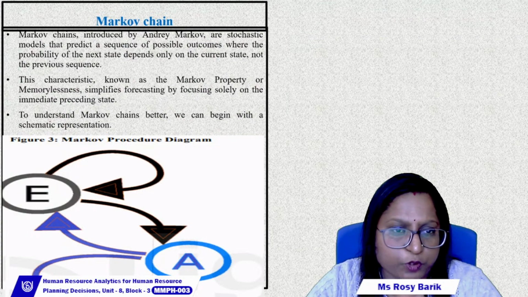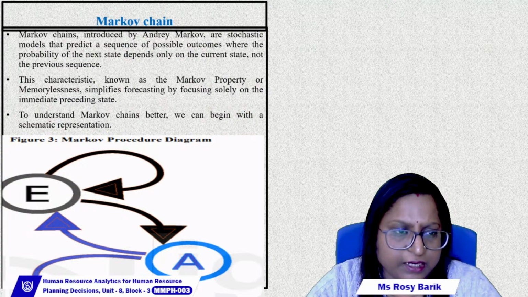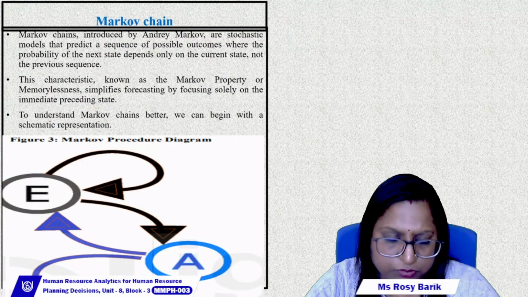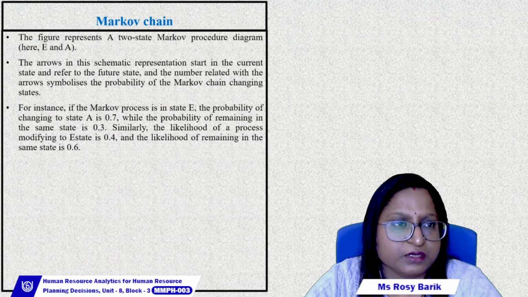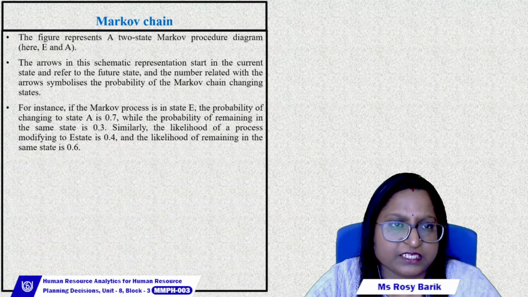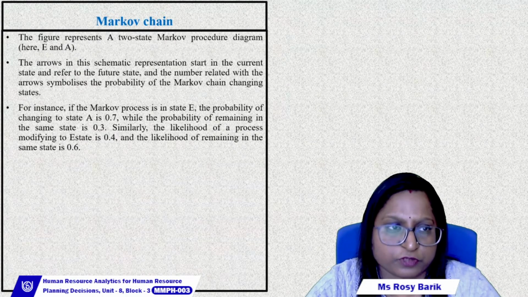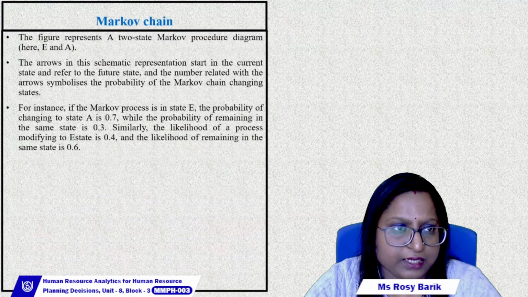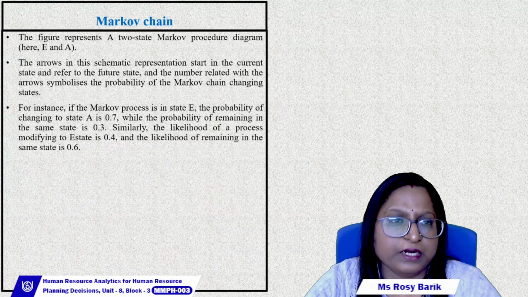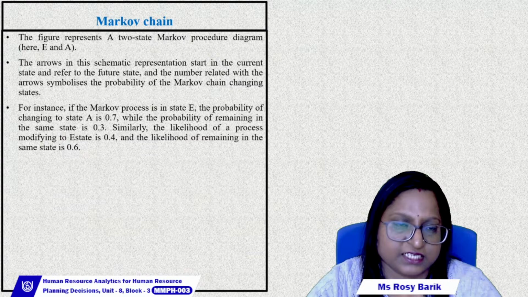So this is the procedure diagram of a Markov chain. Here, just keep in mind, in the Markov chain, we can find out what is given here. These are the two states, state E and state A. The figure represents a two-state Markov procedure diagram, that is E and A. The arrows in the schematic representation start in the current state and refer to the future state. The number related to the arrow symbolizes the probability of the Markov chain changing state.